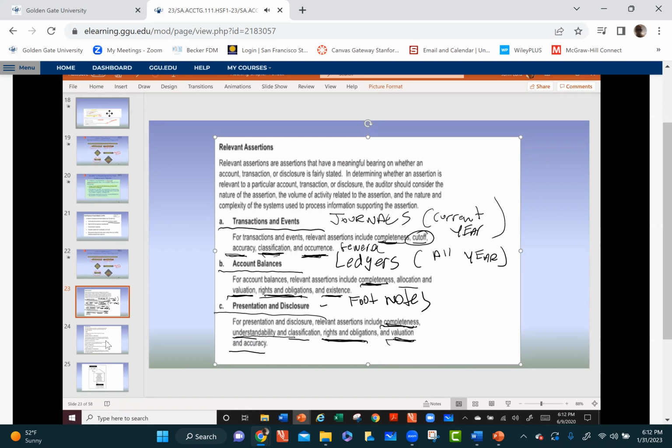We look for the internal control to prevent or detect that. We potentially would test those controls. We design our procedures around the assertions. Okay, that's the key thing right now.